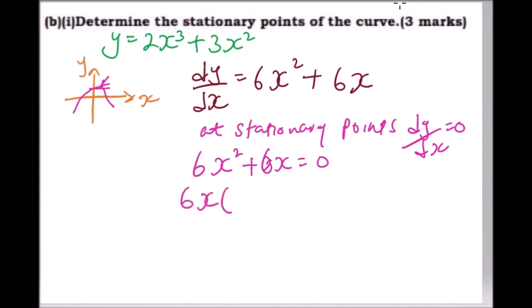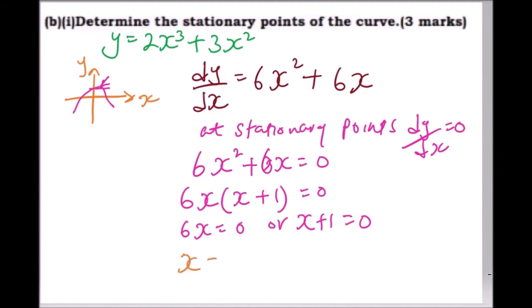So inside the bracket, we will be left with x here, and here we will be left with 1, equal to 0. So it means 6x is equal to 0, or x plus 1 is equal to 0. And with that, if you divide both sides by 6, 0 divided by 6 is 0, so our x is equal to 0. Or in this case, we take 1 to the other side, it becomes negative once it crosses the equal sign, and therefore x is equal to minus 1.